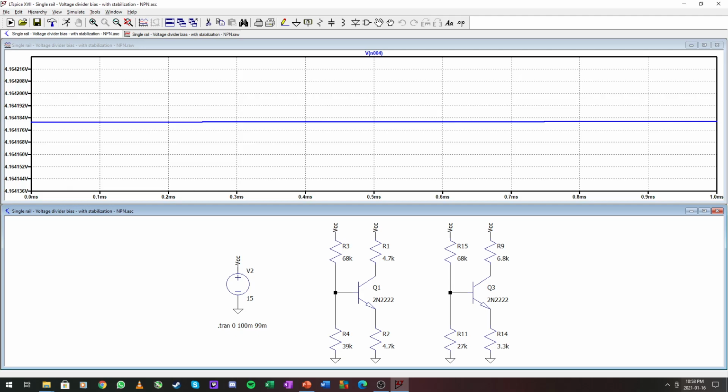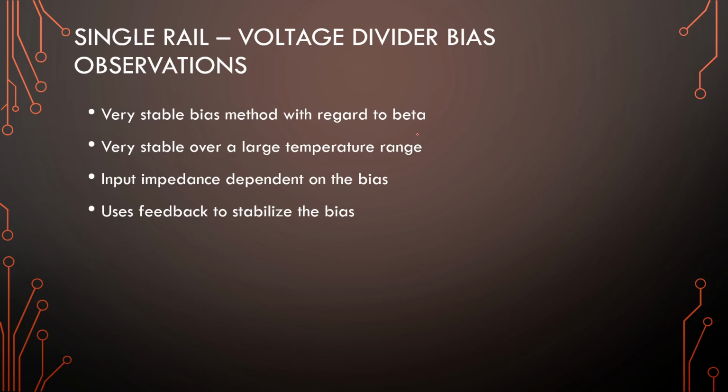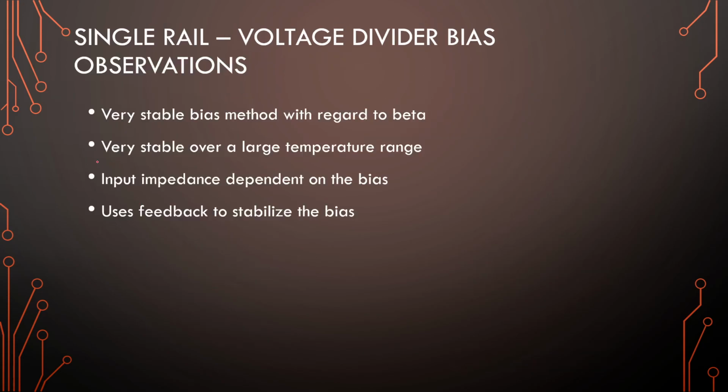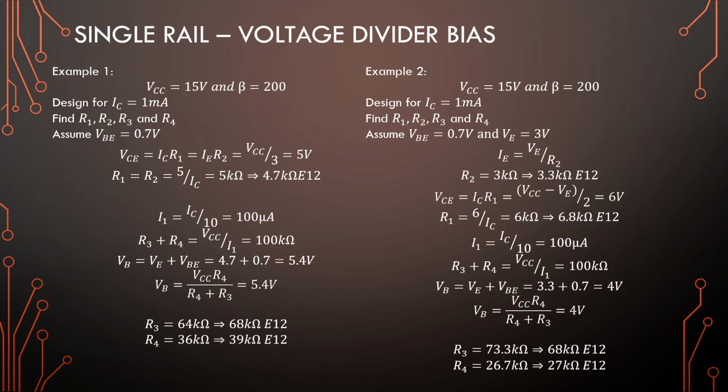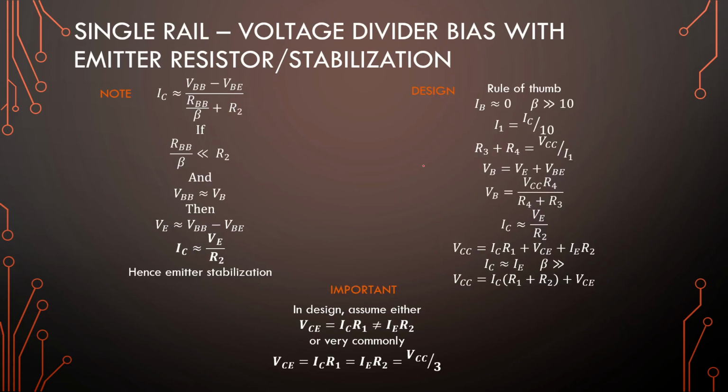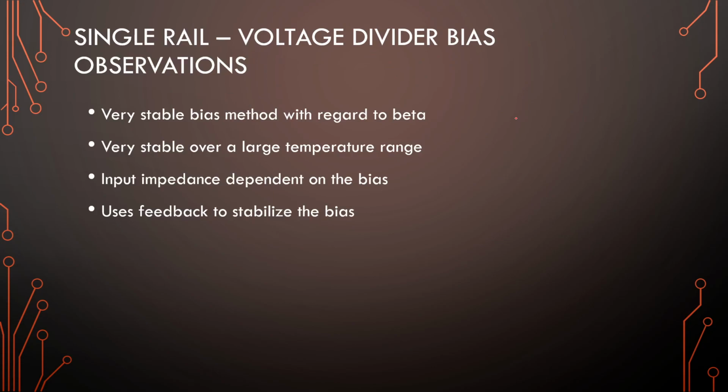Okay, so let's draw some conclusions. This is very stable with regard to beta due to it cancelling out almost everywhere. It is stable over a large range of temperatures. The voltage divider bias only influences the input impedance, and it uses feedback to stabilize the bias. So another avenue opens here: we can manipulate the input impedance with these two resistors. But to do that, we usually forget about the rule of thumb, as long as enough current can flow into our base, our transistor can switch on.